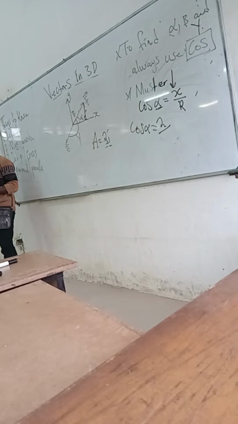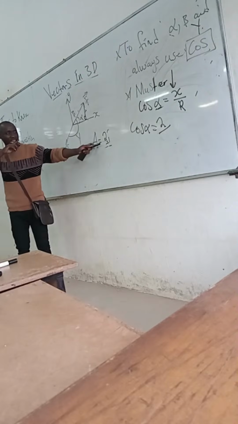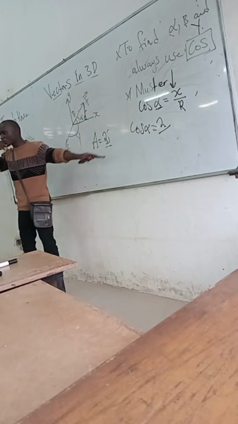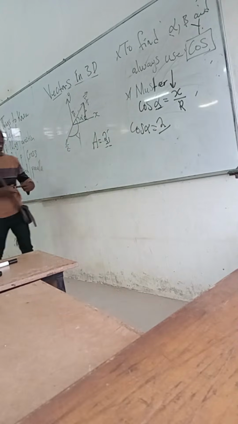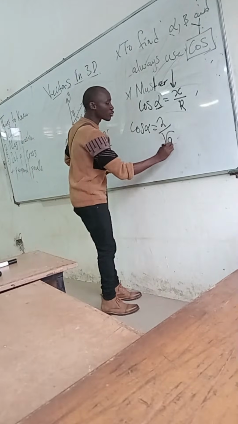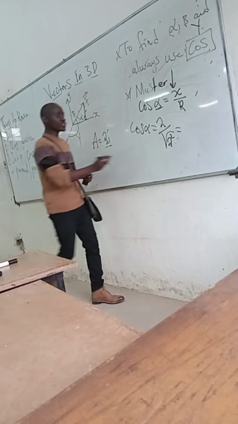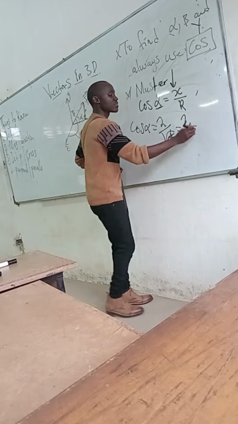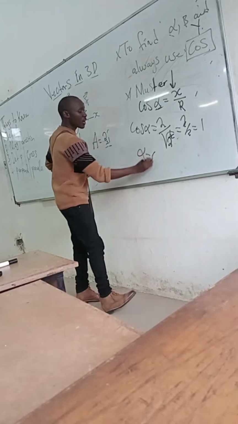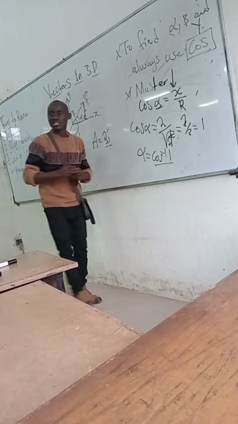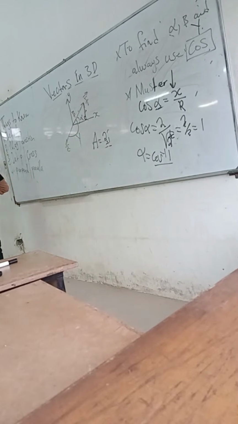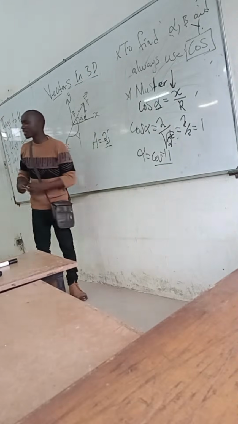How do you find magnitude, guys? Square root of x squared plus y squared plus z squared. What is x here? 2. What is y? What is z? 0. That means the magnitude equals the square root of 2 squared. Now we can cancel the square root, then 2 over 2 means 1. So to find alpha, we say cos inverse of 1. That is the answer. So to find cos alpha, always get the component of x divided by the magnitude of that vector.